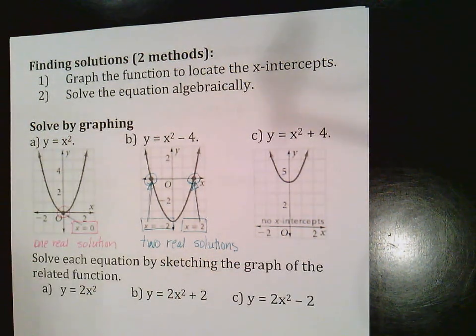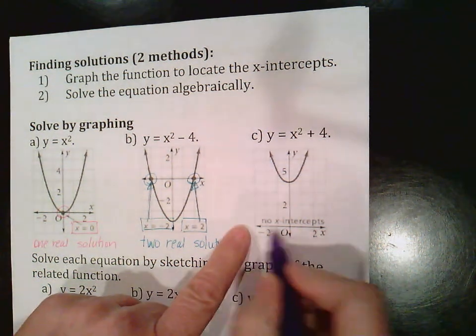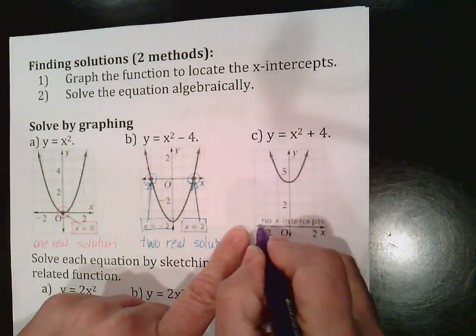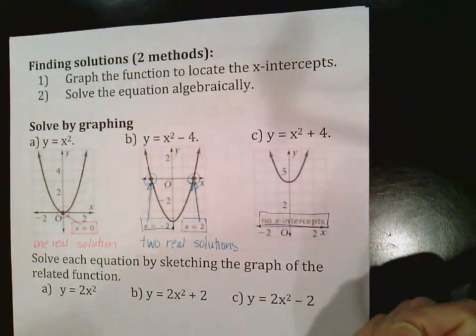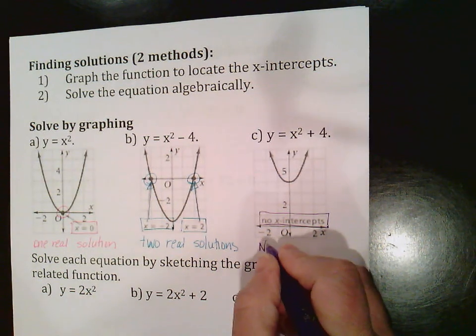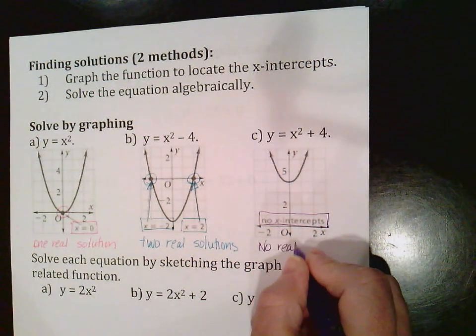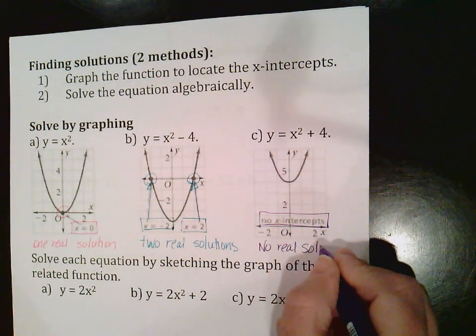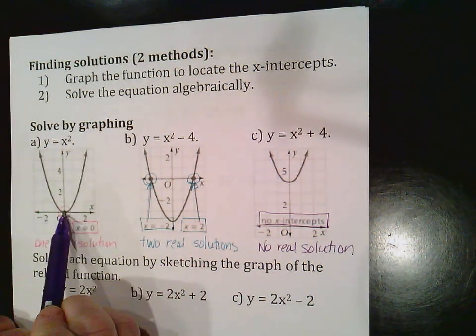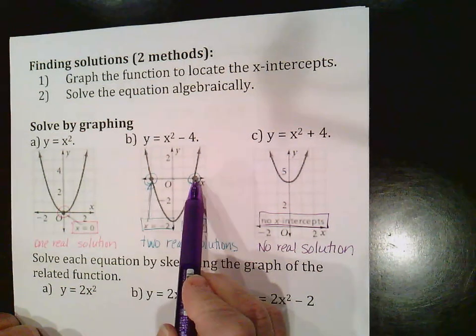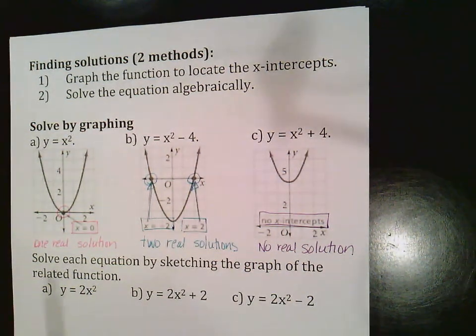And then finally, the last one is where I have no x-intercepts down here, because it doesn't touch or cross the x-axis. And when that happens, you have no real solution. That's your answer. And those are the only three possibilities that exist. It's either going to touch it in one place, cross it in two places, or it's not going to touch or cross it at all.